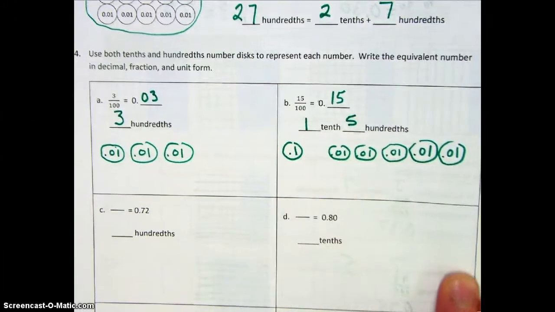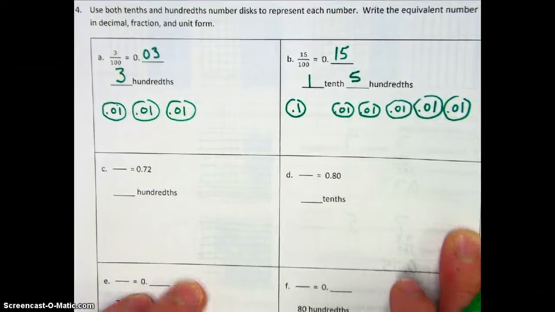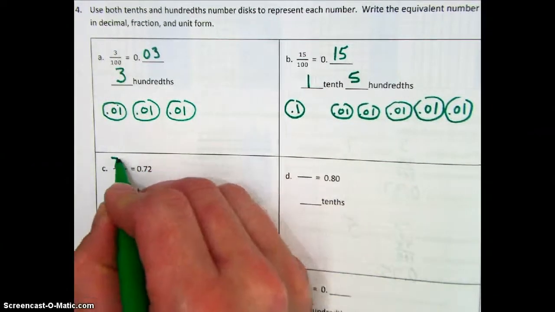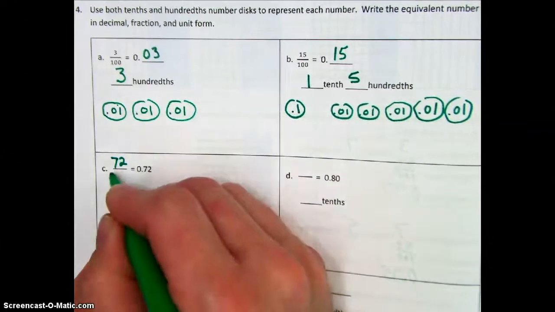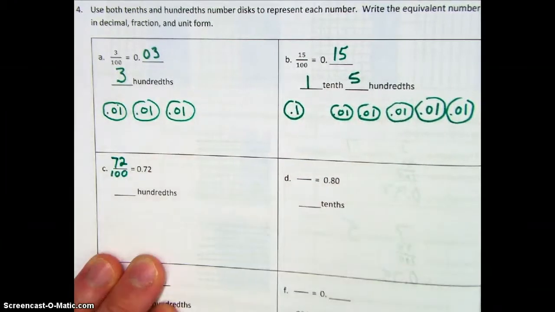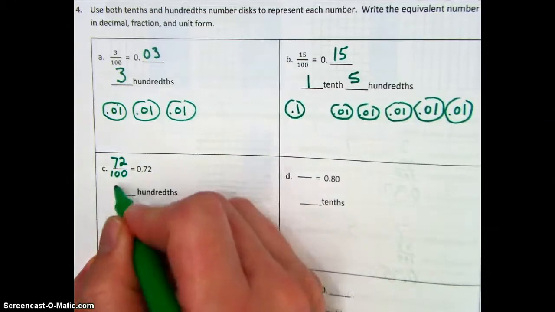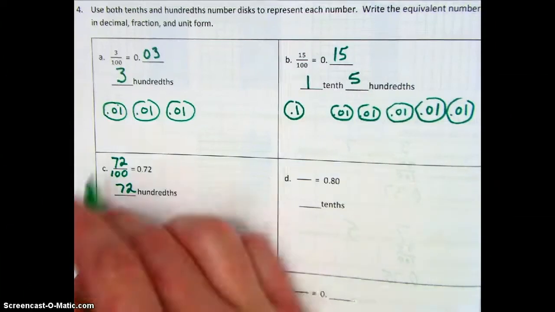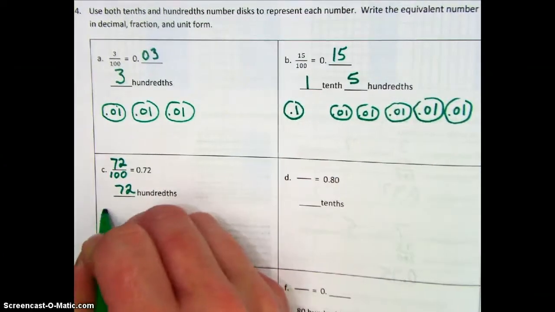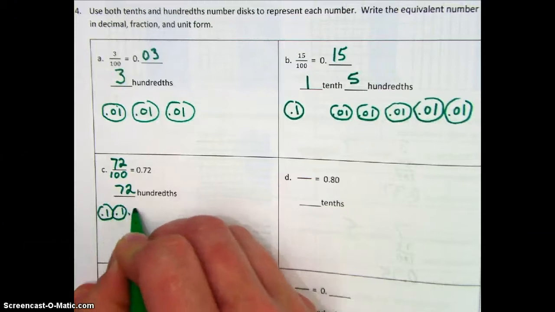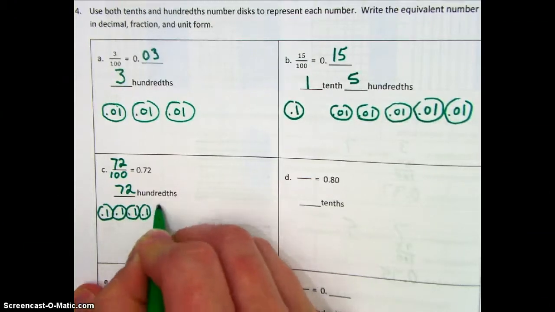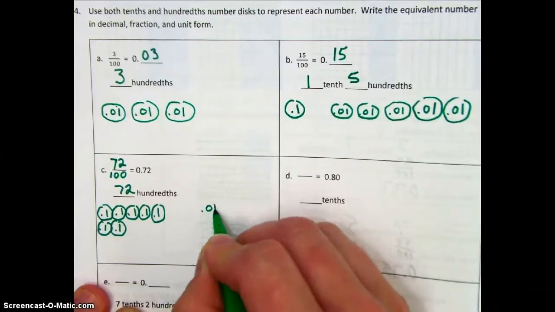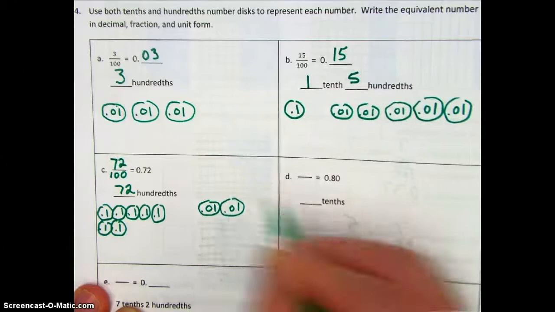Okay, moving on to part C. Notice we're going in the reverse order. So now we have 72 hundredths. Remember, that's how you would read that. So I know that I have 72 as my numerator and 100 as my denominator. Okay, now notice how this one is just written as hundredths, so I have 72 hundredths. Now, when we come down to do our number discs, you know that we have 7 in the tenths place, so we're going to make 7 tenths. I like to keep mine in groups of 5, a little bit easier to see. And then we have 2 hundredths written like that.